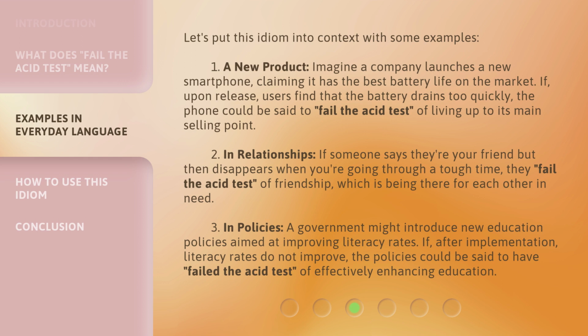2. In relationships, if someone says they're your friend but then disappears when you're going through a tough time, they fail the acid test of friendship, which is being there for each other in need.